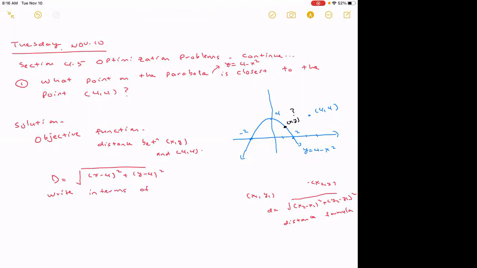Okay, good. So now write it in terms of a single variable, let's say x. How do you do that? Any ideas? We would use our y equals 4 minus x squared equation to. Oh, very nice, very nice.